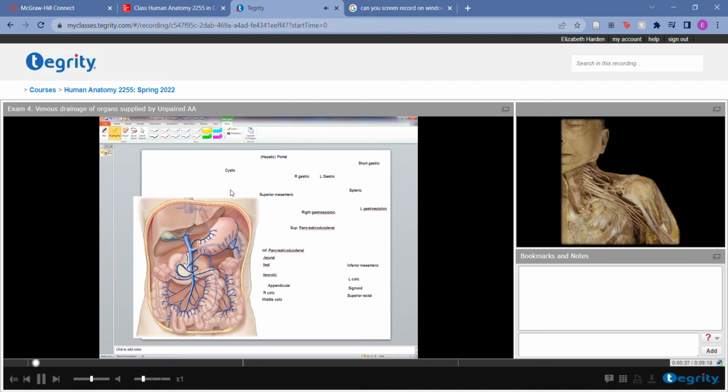I'm going to start with the big vessels that essentially form the portal vein, and then I will talk about what drains into those and what organs they drain and that kind of thing. So we're going to start with, of course, the splenic, the superior mesenteric, the inferior mesenteric, and then the portal.